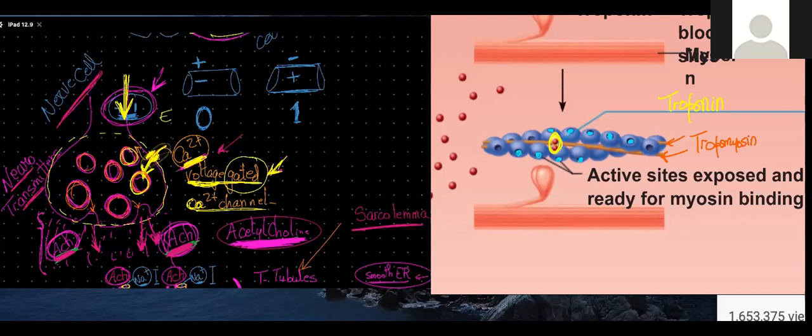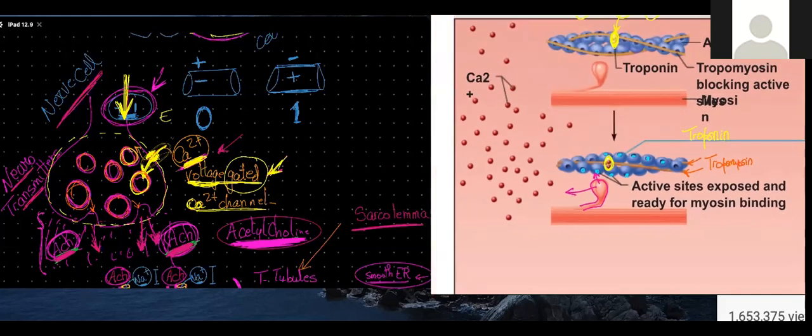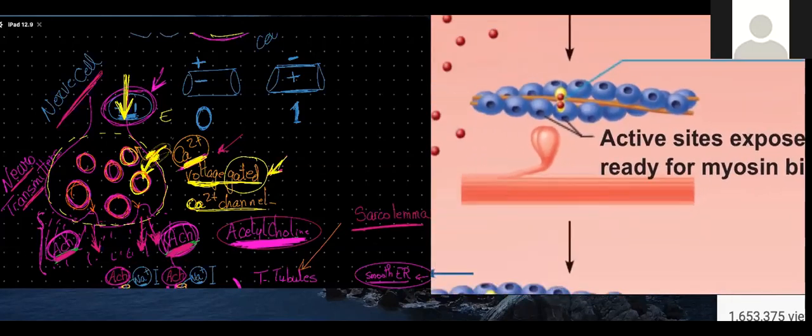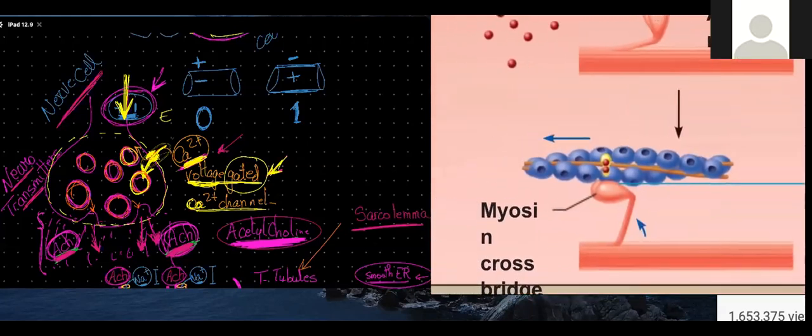Once you get them exposed, who is waiting for them to get exposed? Your myosin heads. The myosin head extends to bind to the binding site on the actin subunit, pulling the actin filament toward the M line. So I'm extending the arm, binding to it, and will bend, pulling the actin towards the M line.